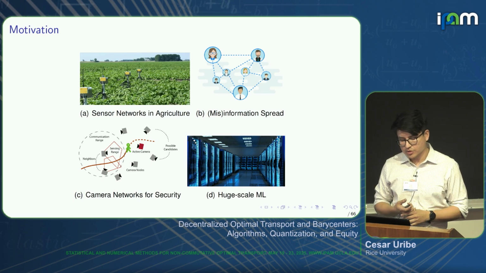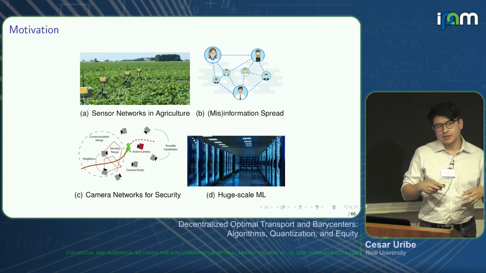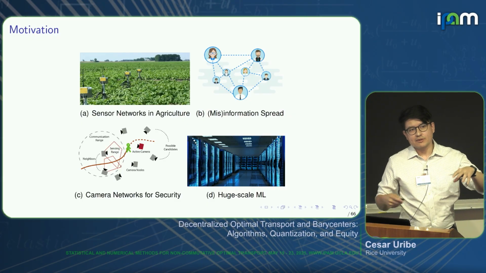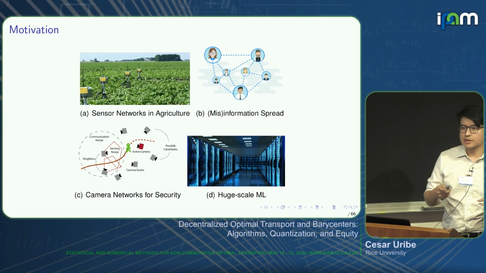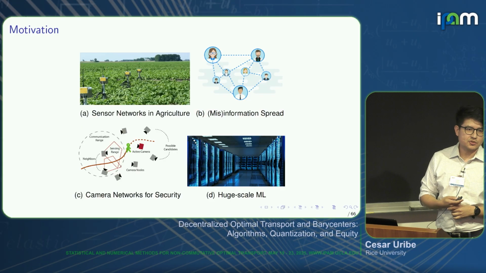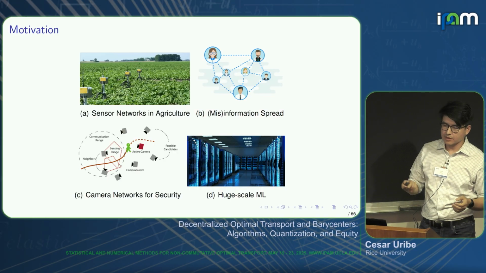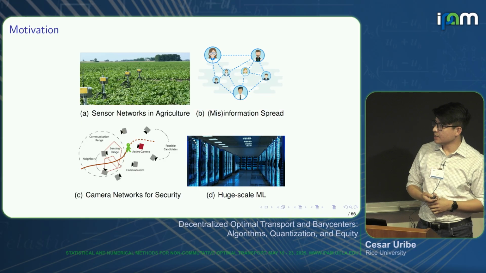disposition on the agriculture. We also have things like camera networks for security, where instead of having sensors deep in the ground, we have cameras measuring things, and somehow they need to talk to each other in order to provide certain measurements or tracking properties of the scene. And you can think of these as security applications.